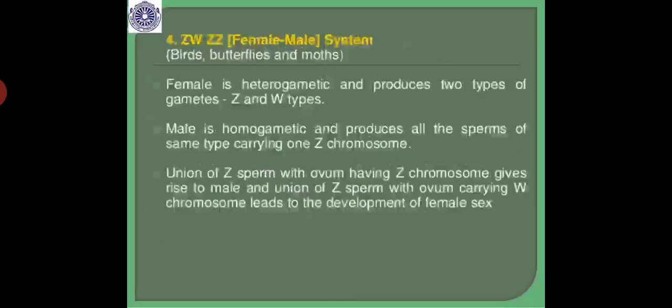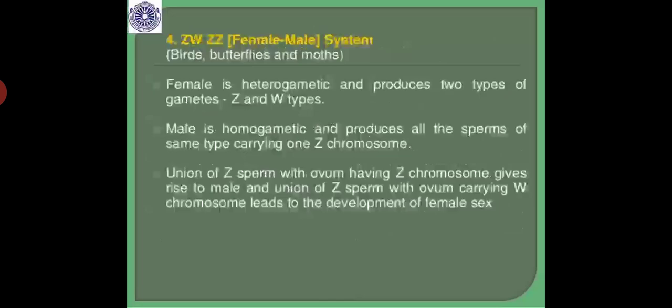And the next type, ZW-ZZ type, which is again called female male system, and this is seen in birds, butterflies and moths, including silk moth. And here female is heterogametic and it produces two types of gametes, that is some with Z chromosome and some with W chromosome. Whereas male is homogametic and it produces all the sperms of the same type carrying one Z chromosome only, because male carries only two Z chromosomes.